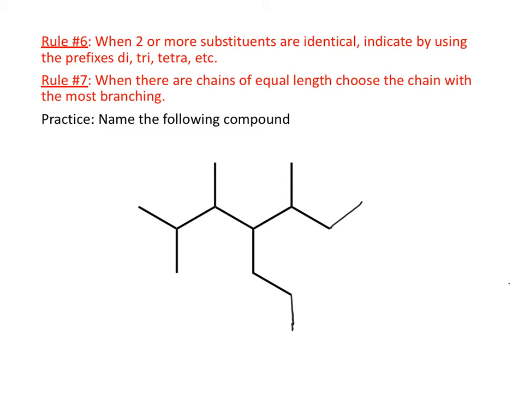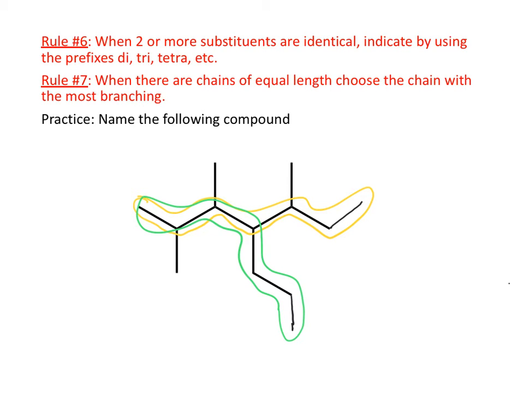So let's first find the chain with the most carbons. So let's see, 1, 2, 3, 4, 5, 6, 7. That's a 7-carbon chain. Is there another chain that has more carbons or a chain with an equal number of carbons? So here we've got a 1, 2, 3, 4, 5, 6, 7 carbon chain that I'm circling in green. So we have equal length chains. So to choose between them, we choose the one with more branching. The chain that's yellow has 4 branching points, whereas the chain that's green only has 3 branching points. I will use the chain in yellow.